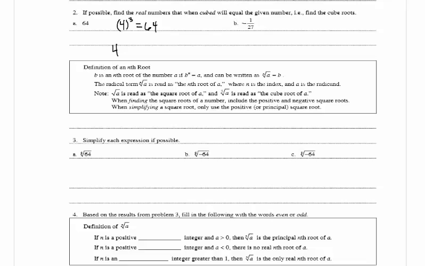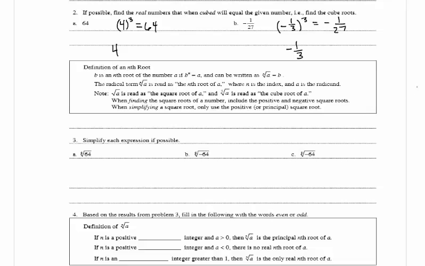And in B, we have negative 1 over 27. And if we were to cube negative 1/3, that equals negative 1 over 27. So negative 1/3 is a real number that when cubed gives us negative 1 over 27.